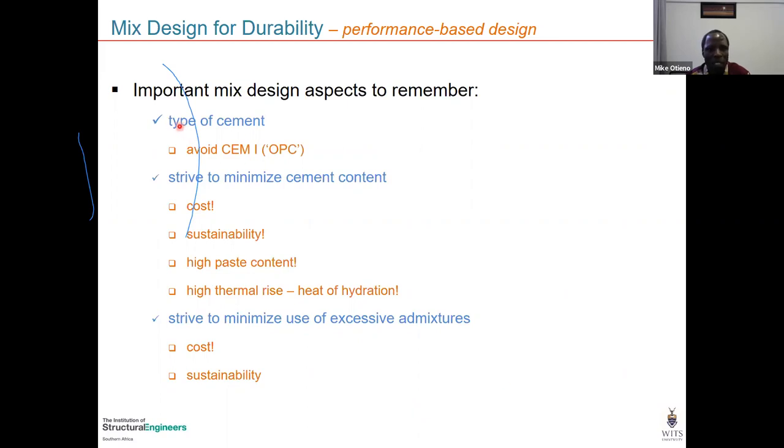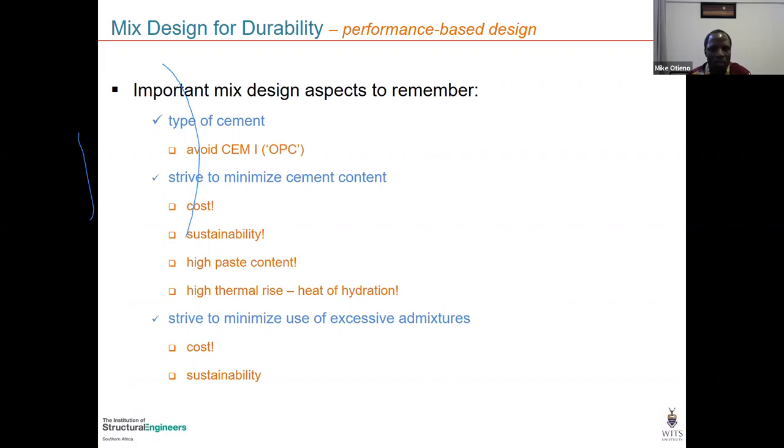Now, the type of cement is important. As I've already indicated, we should try and avoid using Portland cement. The consequences, of course, are many: from a sustainability point of view, costs, nothing really is on the side of plain Portland cement.